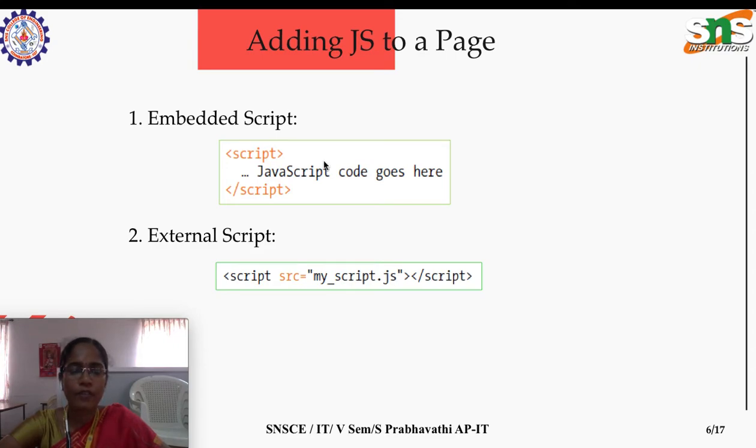Or we can write it in a separate file and save that in .js extension, and you could include it in the header part using the script element with the attribute source. src is equal to the source name or the path of that JavaScript file, we need to mention it. Okay, 2 ways we can add JavaScript to our HTML page: embedded and external.